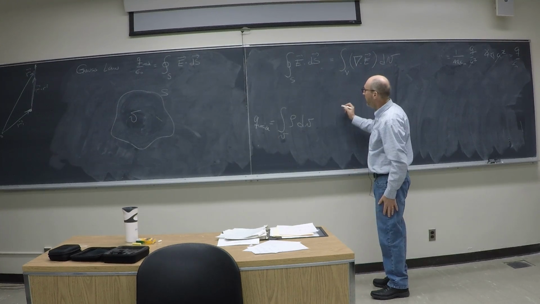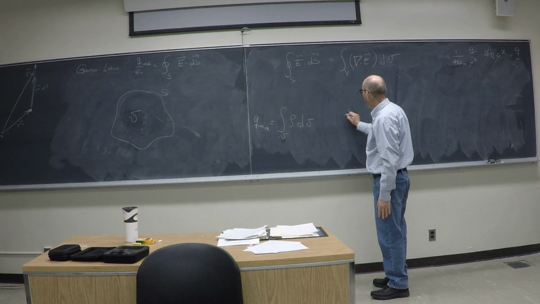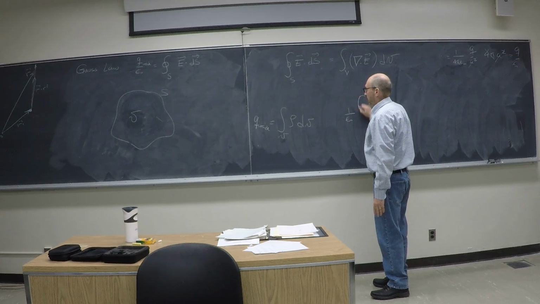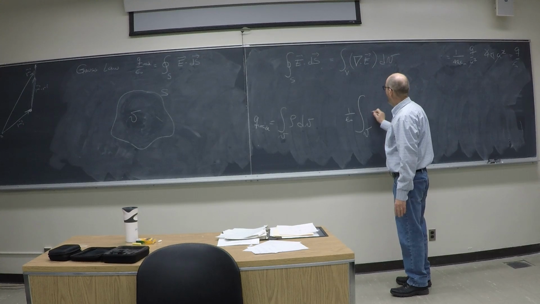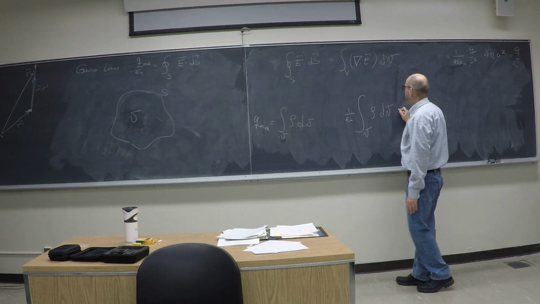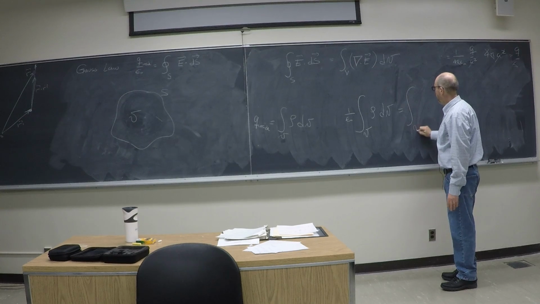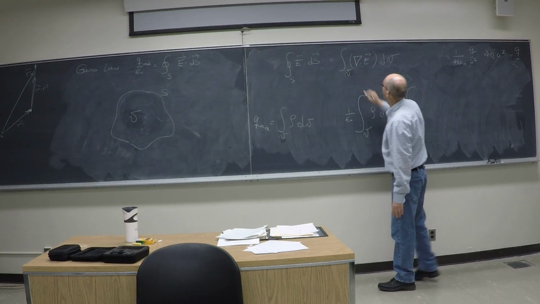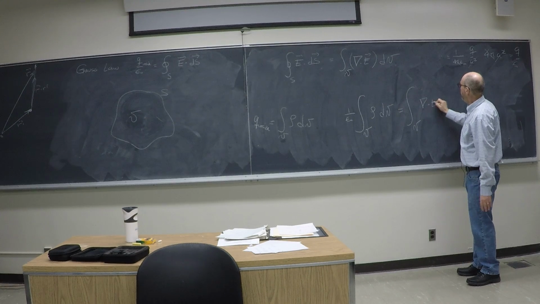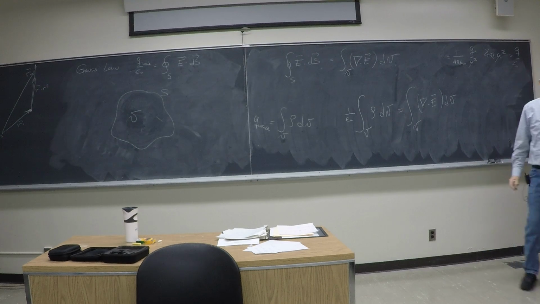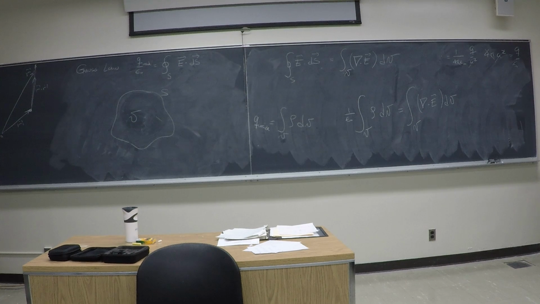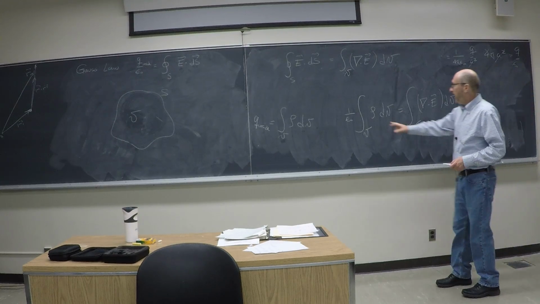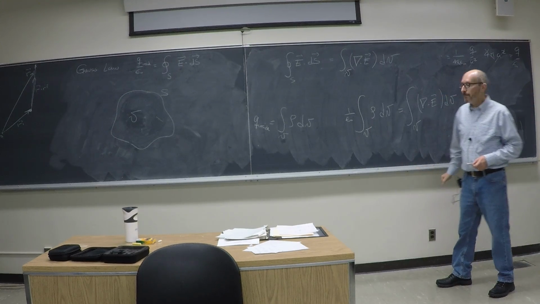So Gauss's law now reads like this: 1 over epsilon 0 times the integral inside the volume of the density rho dV equals the integral in the same volume V of the divergence of E times the element of volume dV. That is a completely equivalent statement of Gauss's law, but now in terms of the density, not the charges.